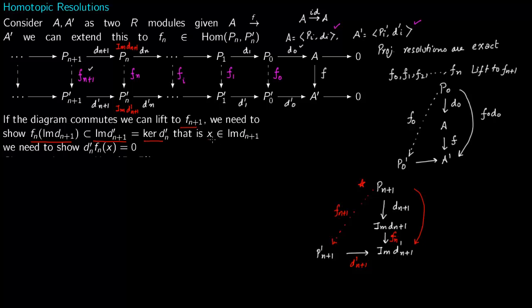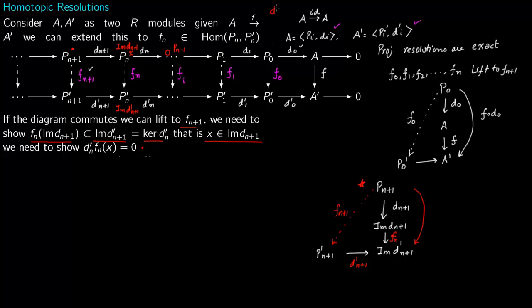So instead of x lying in the image of dn plus 1, you write fn of x, which should now lie in the kernel. So fn of x lying in the kernel means d prime n fn of x is 0. This is what we have to show. So x lies in the image of dn plus 1. Say x lies right here; you applied dn plus 1 to some element here and you get x. Now since this is an exact sequence, you first apply dn plus 1 to it, and now you apply dn to it, you get 0. So in pn minus 1 you will get 0.